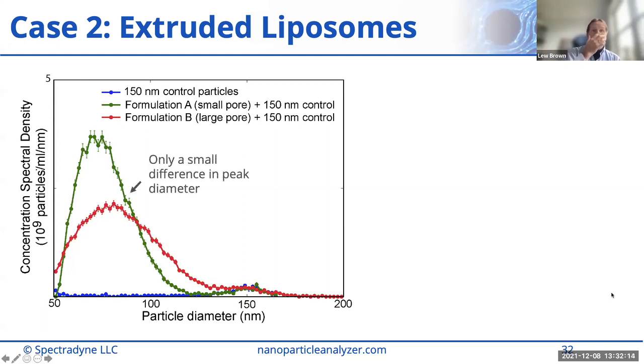So what do we notice here? First thing we notice is that the peaks of these 2 extrusions are roughly the same. There's a small difference. It looks like the formulation B through the larger pore actually is slightly higher in its peak diameter, but it's also lower in overall concentration, and it's also wider in the overall distribution, which means we're going to see more particles in the large size here.